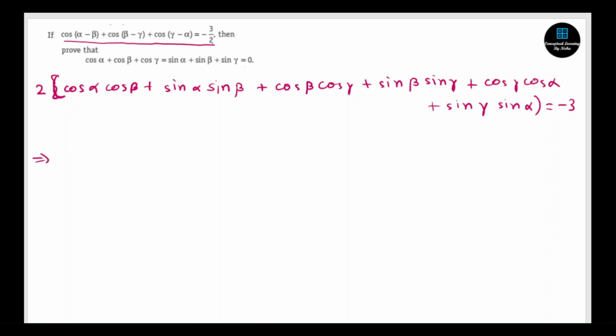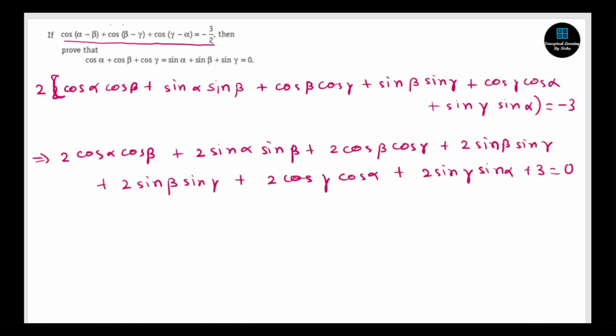So let me just write this. 2, this is cos alpha cos beta. Plus 2 sin alpha sin beta. Okay. Now see, cos alpha cos beta, same way cos beta cos gamma and cos gamma cos alpha. Same way here we have the sin terms. So now what I'll do, this 3 I'll break into 1, 1, 1. Okay. 1 plus, see, 3 I am writing as 1 plus 1 plus 1.